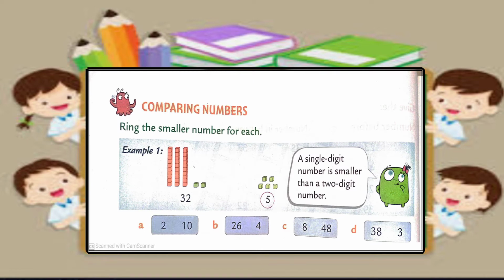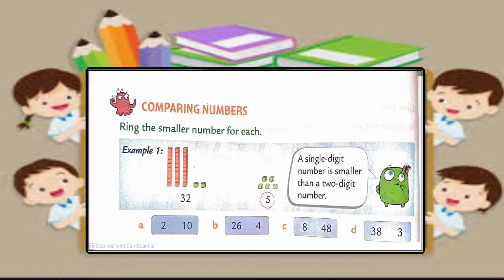More 10, 30. Then 2, 3, 2, 32. On the other side we can see 5 blocks. What does it say? A single digit number is smaller than a 2-digit number.